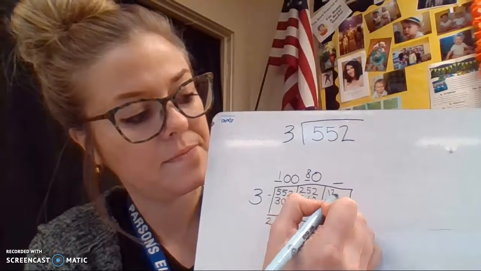12 at the top. That's a math fact. How many groups of 3 equal 12? 4. 4 times 3 is 12. Subtract. Don't have anything left, which means my remainder is 0.